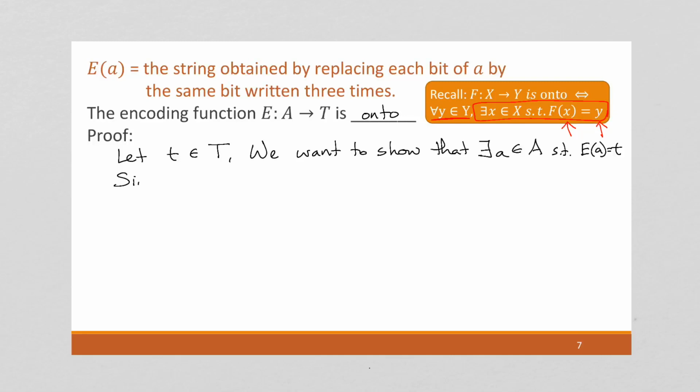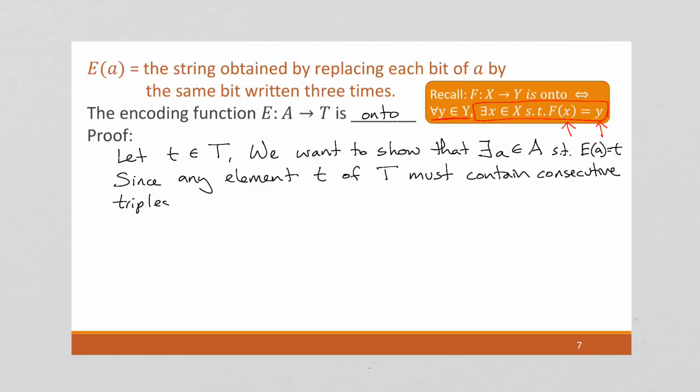So, since any element t of big T must, by definition, contain consecutive triples of identical bits, because remember that's how we define T. We said T was a set of all binary digits that have consecutive triples. So that's the definition of T. So we know that any element in T will contain consecutive triples of identical bits.